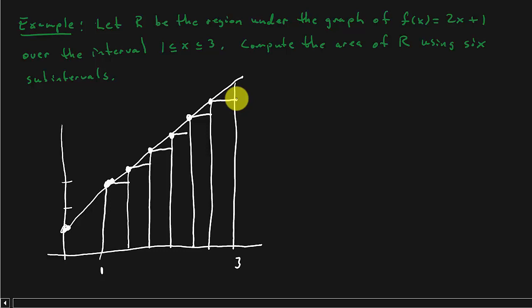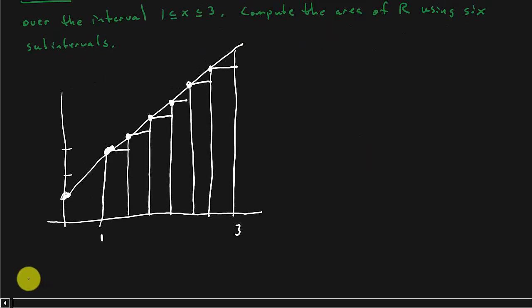There's our rectangles. All right, so what we need to do is get the width of these rectangles. The widths are going to be the same. So the width, delta x, is equal to b minus a, so 3 minus 1, over the number of rectangles we have, which is 6. So that's going to be 2 over 6, which is 1/3.